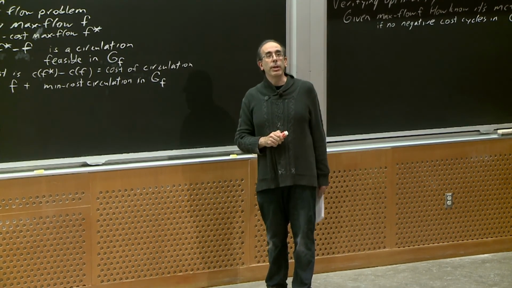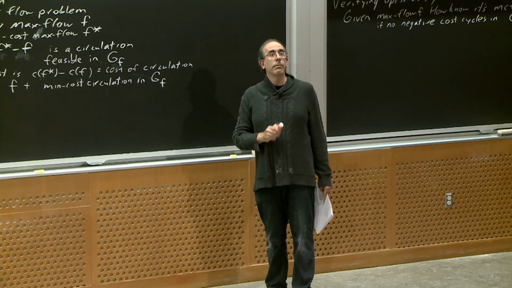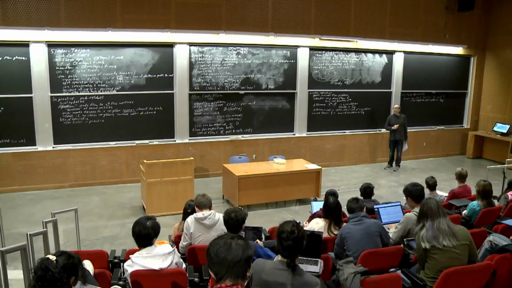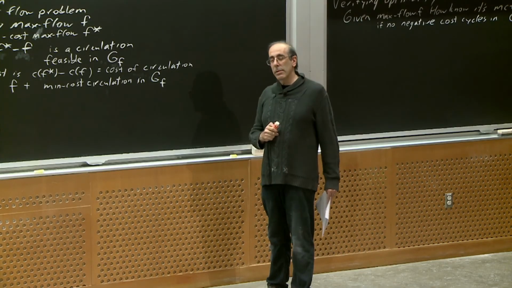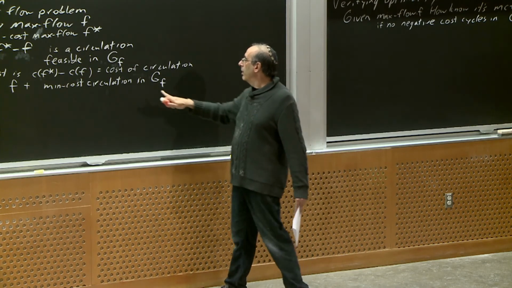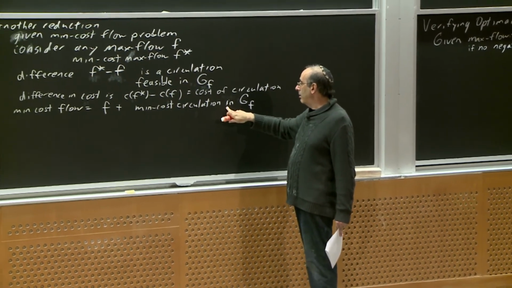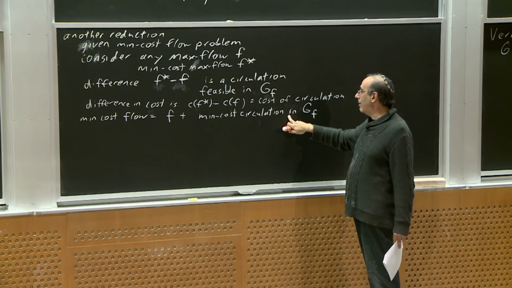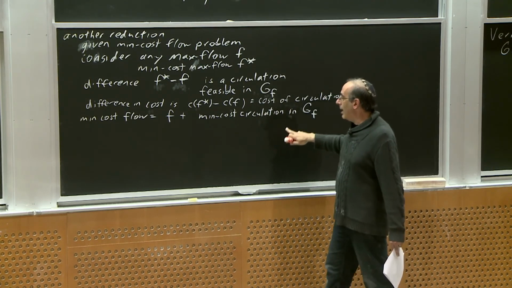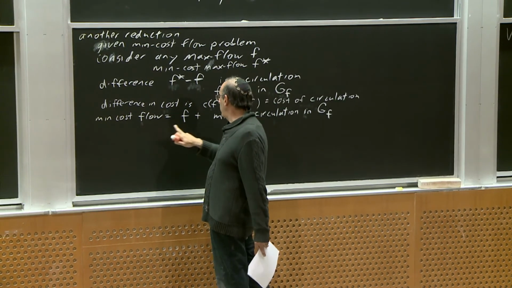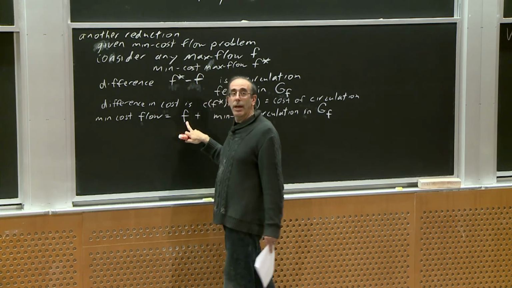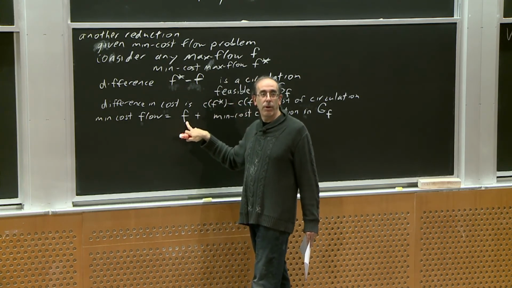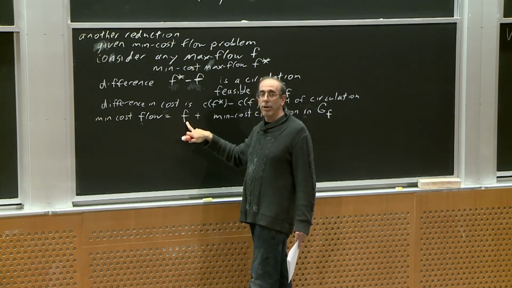What is its cost going to be? Yes? Not positive. Let's be careful about that. So if the value of the min cost circulation in the residual graph is positive, then that's saying that the min cost flow has value not bigger than your flow. So I think you actually have to invert that, right?